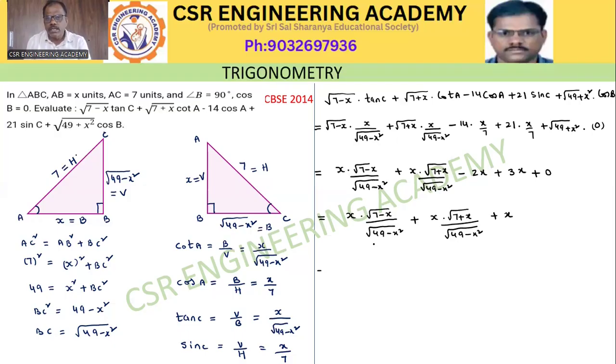Here LCM is equal to root of 49 minus x square, that is x into root of (7 minus x) plus x into root of (7 plus x) into root of 49 minus x square, whole divided by root of 49 minus x square.